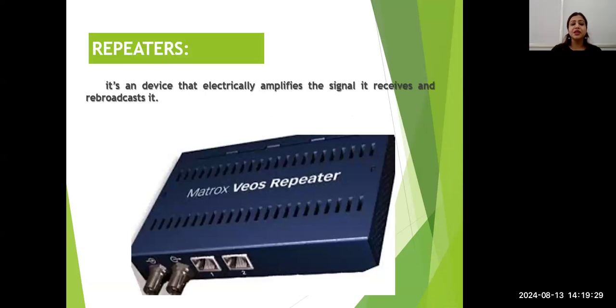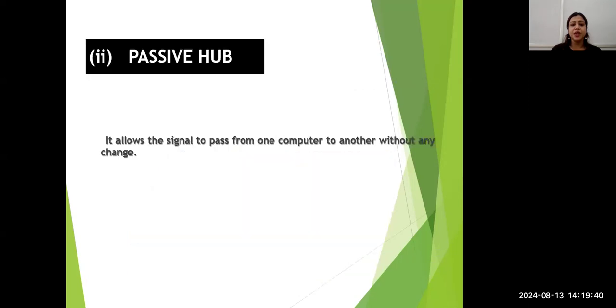Repeaters. As we have seen that a repeater is used in a hub, we should know what a repeater is. A repeater is a device that electrically amplifies the signal it receives and rebroadcasts it. Passive hub: it allows the signal to pass from one computer to another without any change. So while transmitting the data, there cannot be any change, and the message will remain the same.